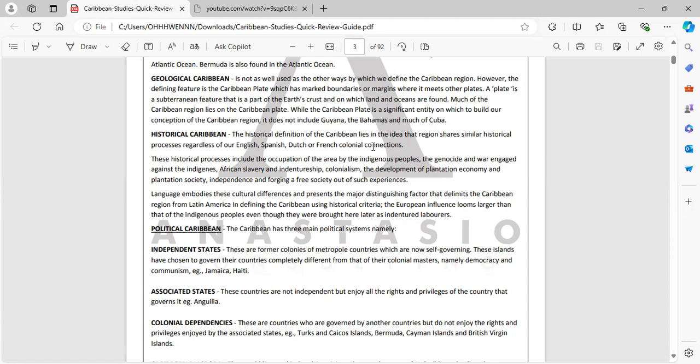And I'm going to ask you some questions as I go down. The plate marks the boundaries and the margins where it meets other plates. A plate is a subterranean feature that is a part of the Earth's crust, on which land and oceans are found. Much of the Caribbean region lies on the Caribbean plate, which is a significant entity on which to build our conception of the Caribbean region. It does not include Guyana, the Bahamas, and much of Cuba. So that's our next limitation.